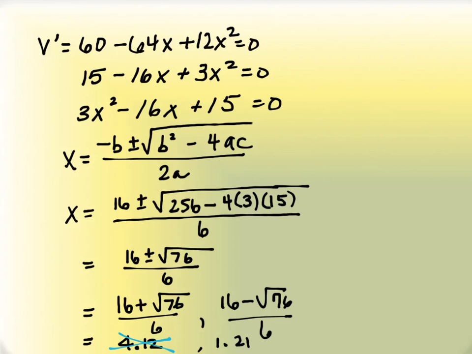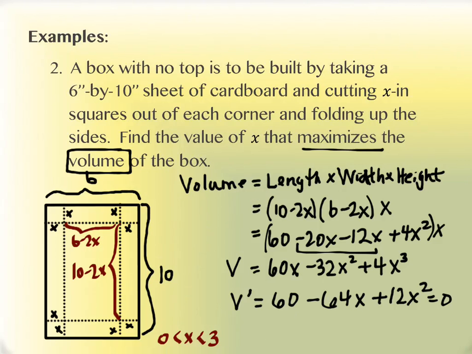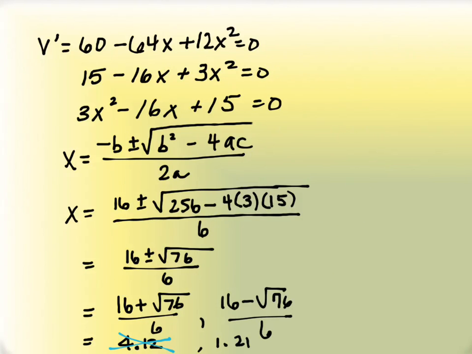So what we want to do then is to figure out if that really creates a maximum, because that's what we're supposed to be doing, is maximizing. So how do we do that? Well, we do a sign chart with the 1.21 on there.